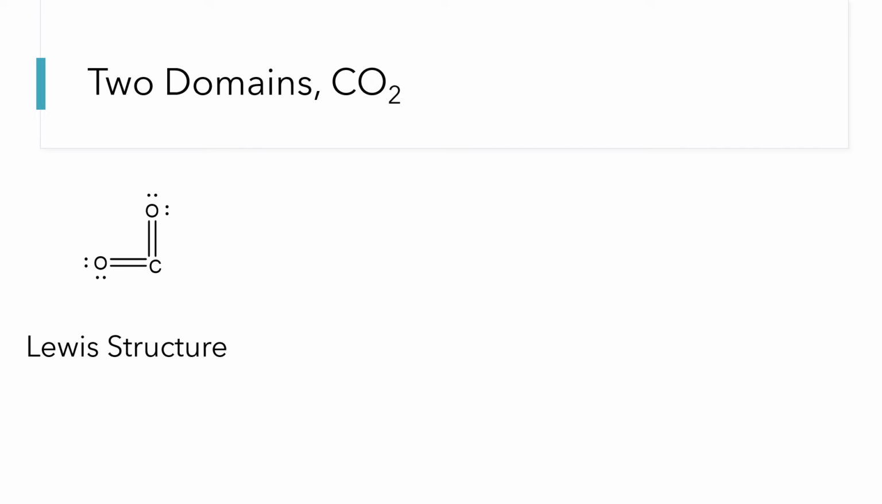Let's start with a molecule that has 2 domains around the central atom, which is carbon dioxide. I started us here with the Lewis dot structure.